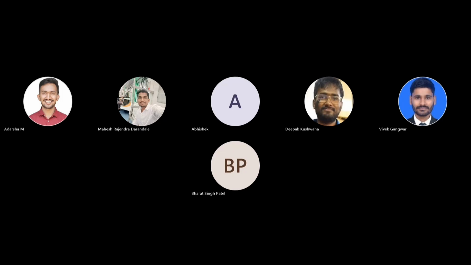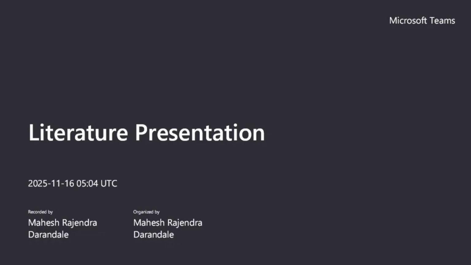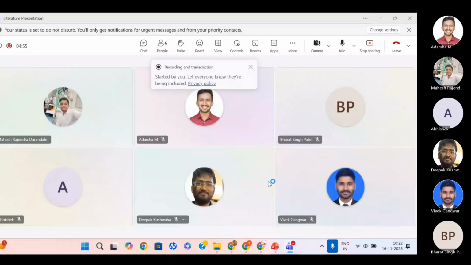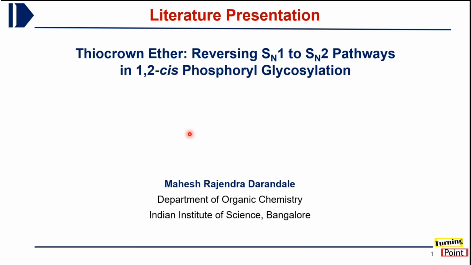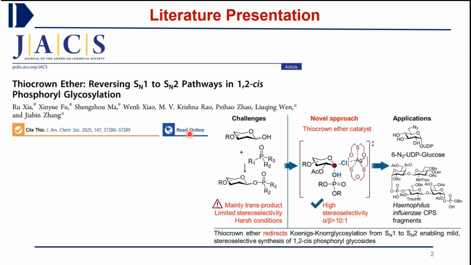Today I will present Thiocrown ether reversing SN1 to SN2 pathways in 1,2-cis Phosphoryl Glycosylation. Let's begin the session. In this paper, they have shown how this reaction undergoes 1,2-cis Phosphoryl Glycosylation.